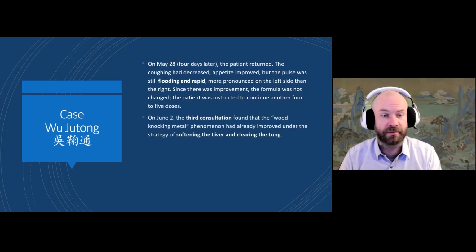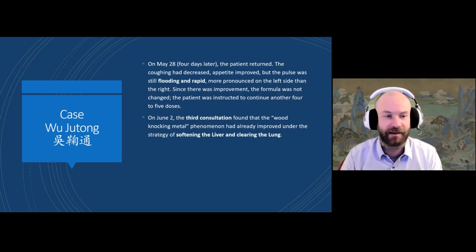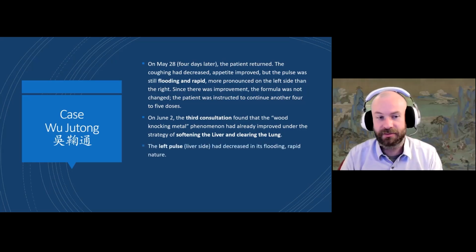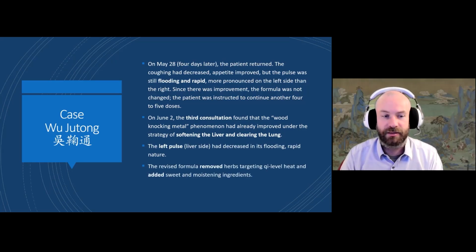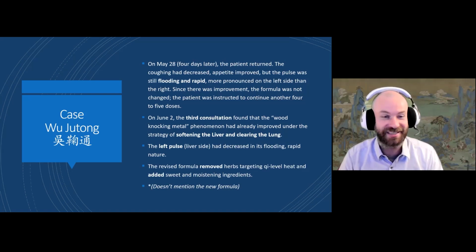On June 2nd, the third consultation found that the wood knocking metal phenomenon had already improved under the strategy of softening the liver and clearing the lung. The left pulse, liver side, had also decreased in its flooding, rapid nature. The revised formula removed herbs targeting chi level heat and added sweet and moistening ingredients. And unfortunately, in the case, he doesn't mention the new formula, so we don't actually know what that was. Okay.